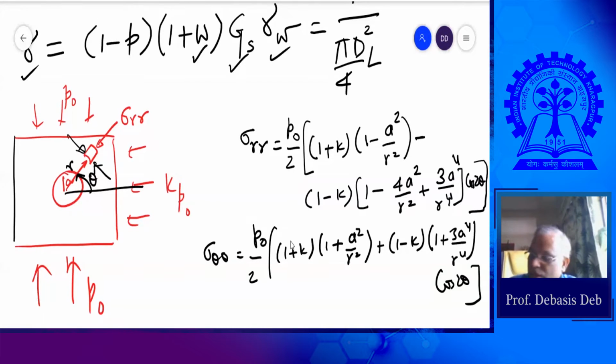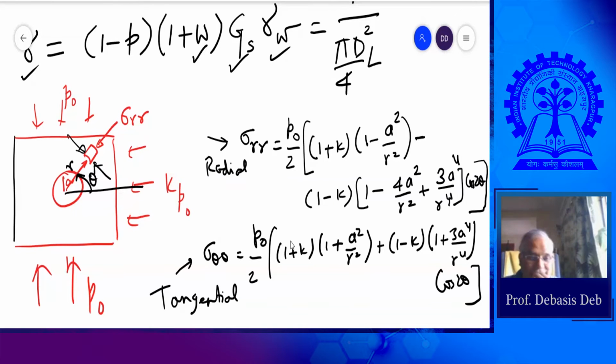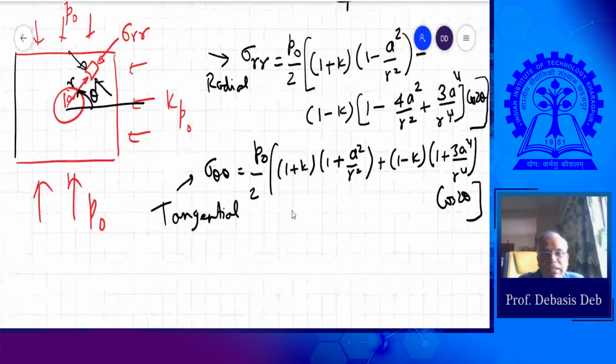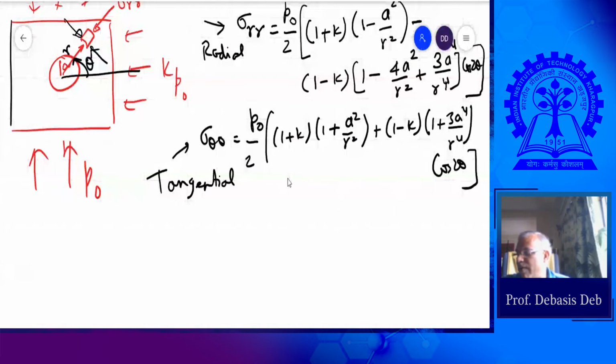This is what we call tangential. This is what we call radial stress. This is called tangential stress. That is radial stress, this is tangential stress. Okay, and another is shear stress. We will write it here, tau r theta.